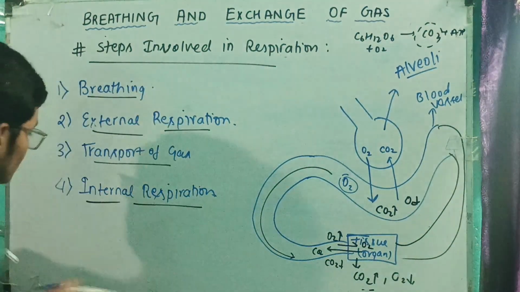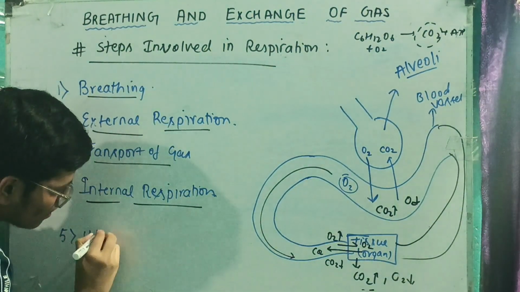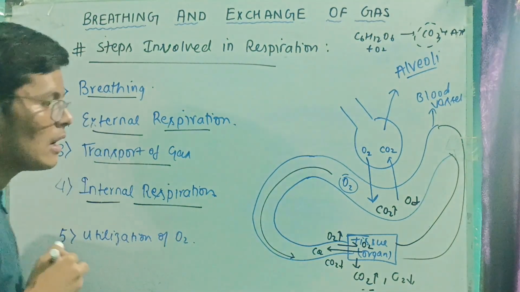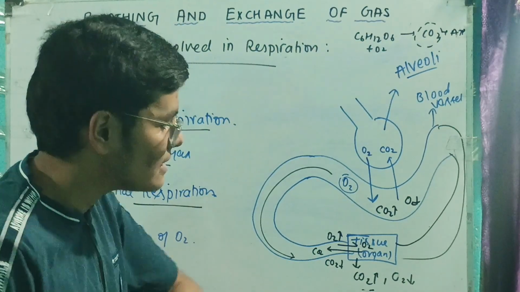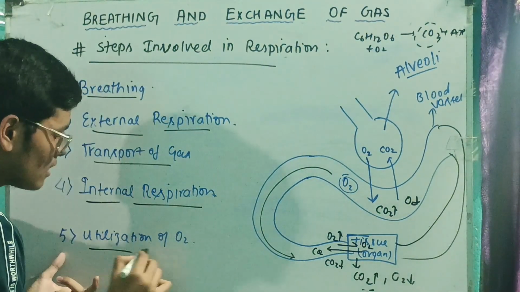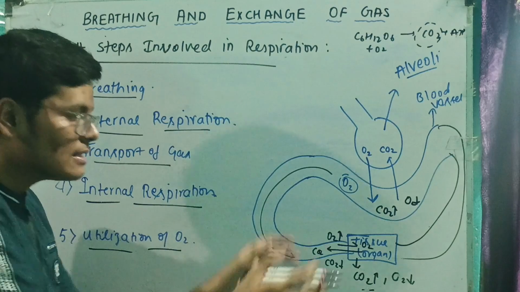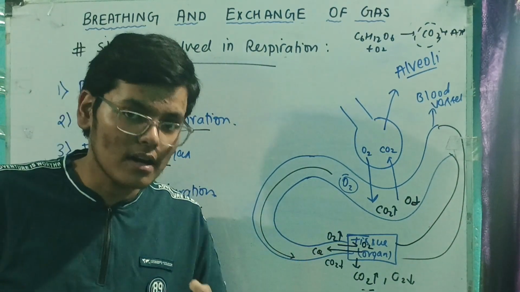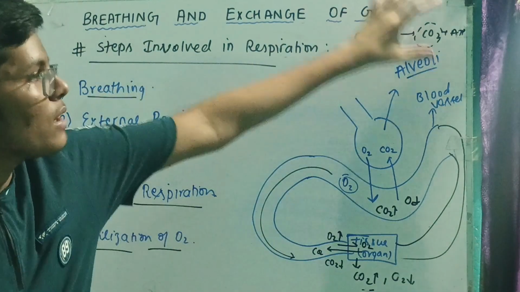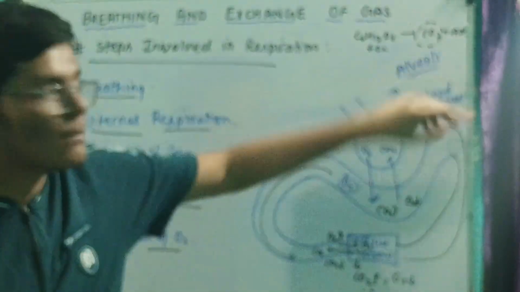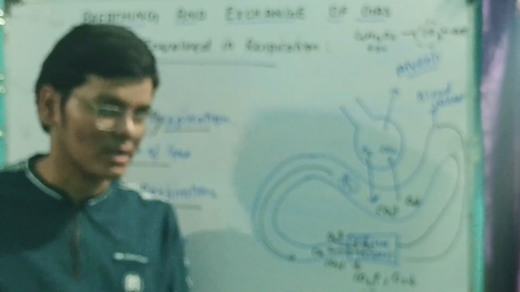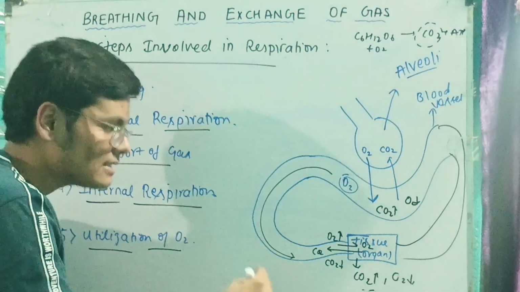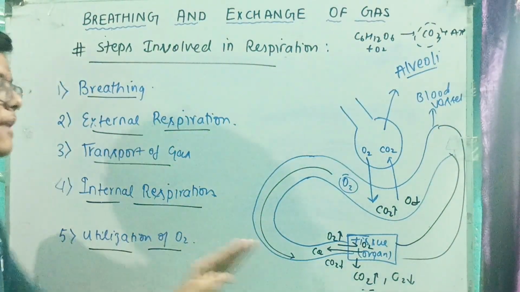And then the fifth process, that is utilization of oxygen. Now this tissue has received oxygen. Since tissues and organs are made up of cells, and we know that cells contain an organelle called mitochondria. So this process of respiration, conversion of glucose to ATP, occurs inside a cell organelle known as mitochondria. So this mitochondria takes the oxygen, utilizes it and forms energy. And then finally we have the energy.